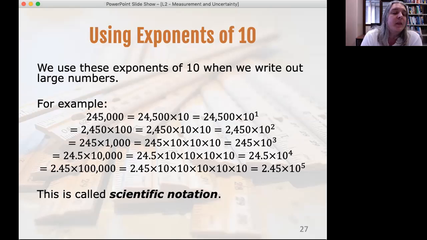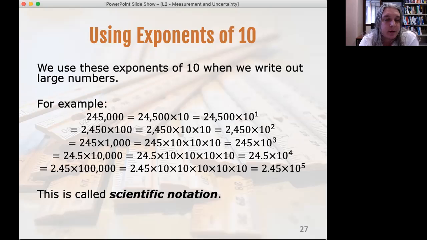So as an example, 245,000. If we write that as 24,500 times 10, so that's still the exact same number, we've just brought a factor of 10 out, we could write that as 24,500 times 10 to the power of 1. Alternatively, we could take 245,000 divided by 100, we get 2,450 times 100. But we already saw that 100 is equal to 10 to the power of 2. So we could write that as 2,450 times 10 to the power of 2, and so on.